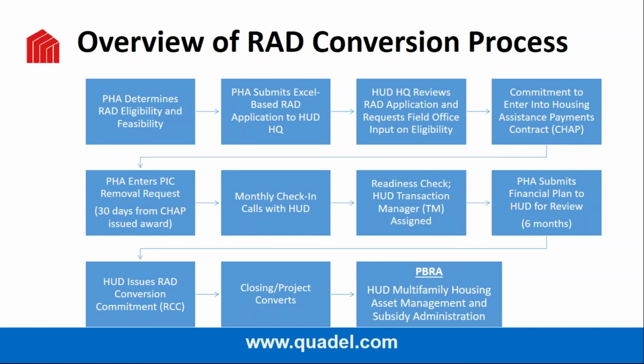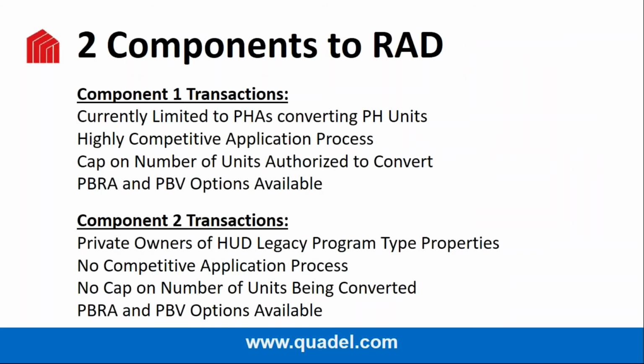So we took a few minutes here to describe the overall RAD conversion process at a high level for those PHAs or owners who have not yet initiated the application or conversion process. So we discussed at a high level the overall process, but what we have not yet discussed is that RAD is composed of two basic components, and there are Component 1 transactions and Component 2 transactions.